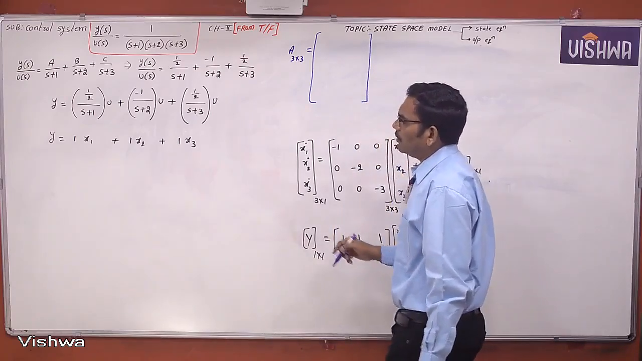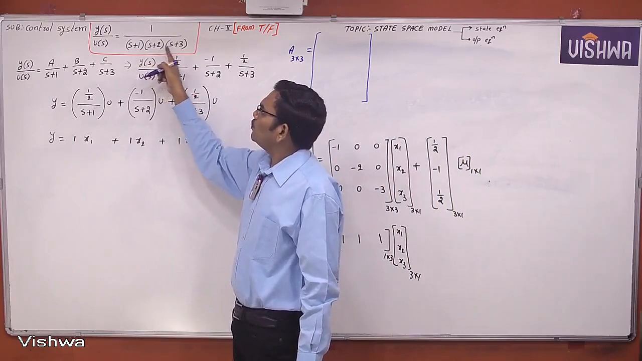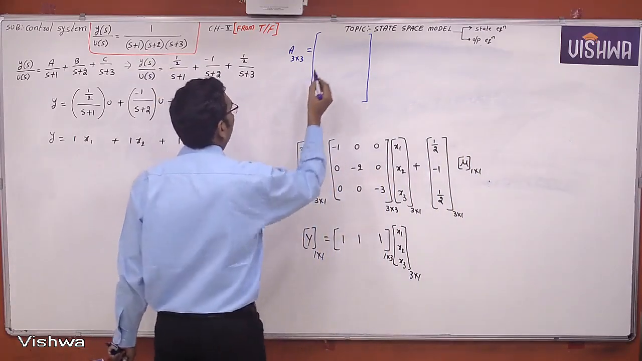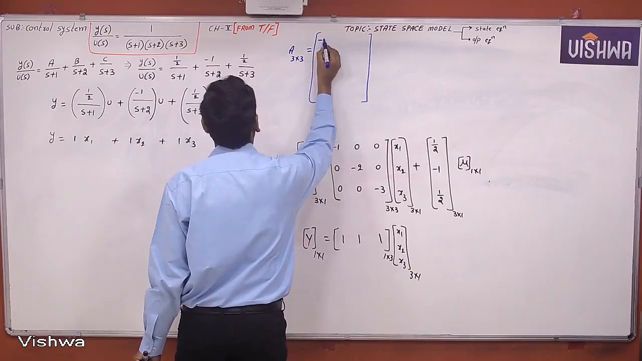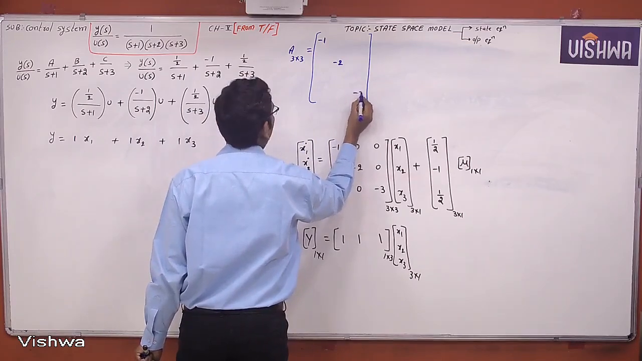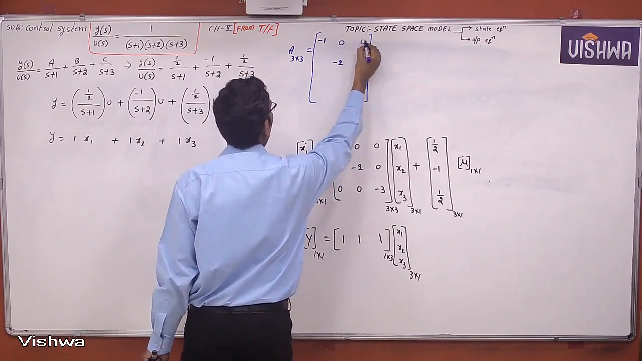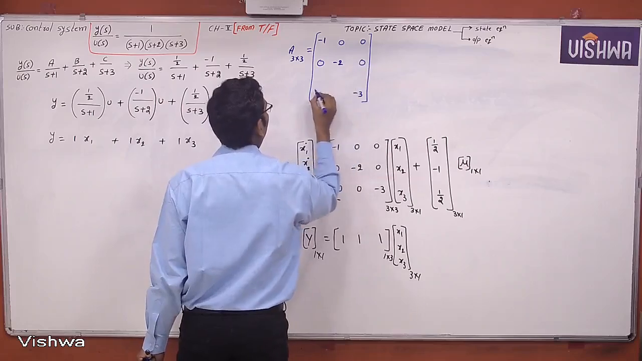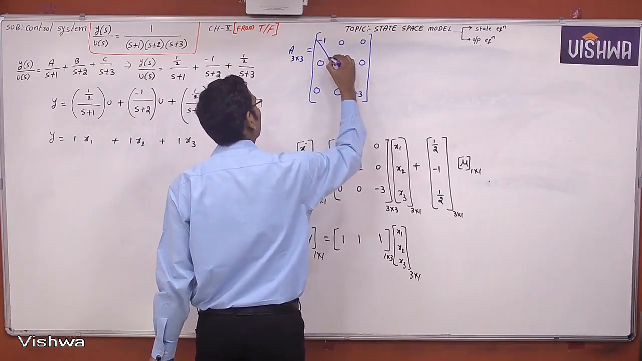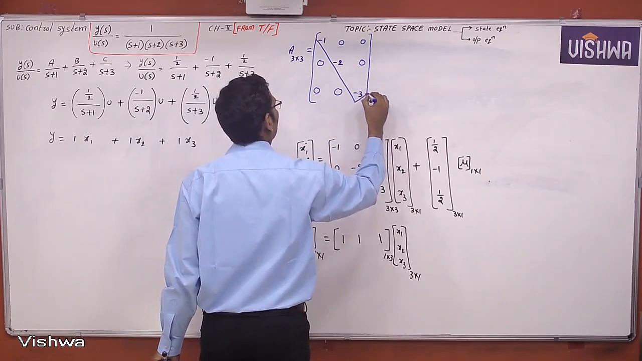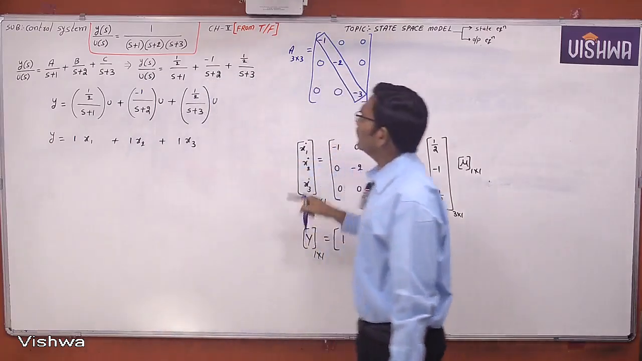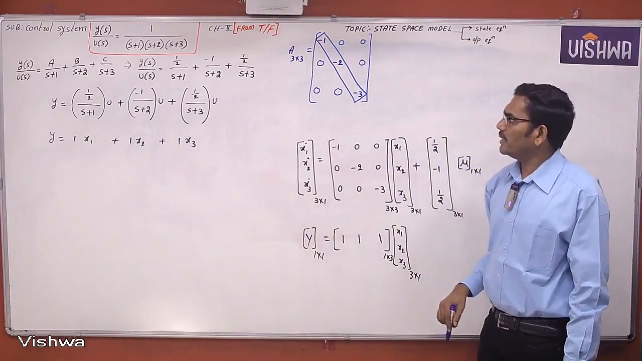Now see here. Whatever the closed loop poles are available, those poles you should write in a diagonal form. This is -1, -2, -3. Remaining all are zeros. So see here, the A matrix order is 3 by 3.